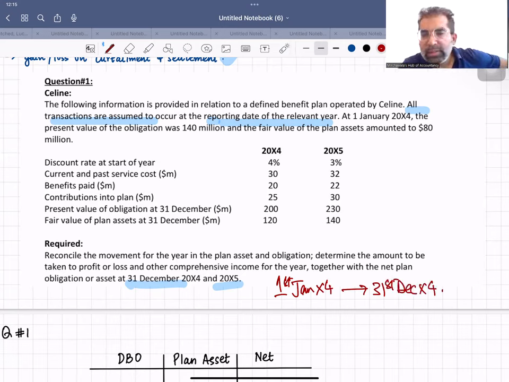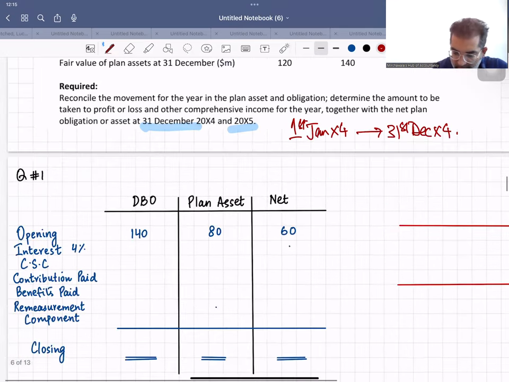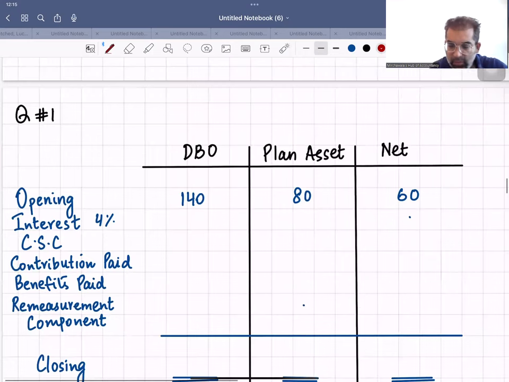And the second accounting period is definitely 1st January X5 to 31st December X5. Now, just look at this 2004. 2005 is the second year. Not doing it right now. We'll do it later. Okay, so read the first line. On 1st January X4, the present value of obligation. So, come here. Opening obligation is 140.